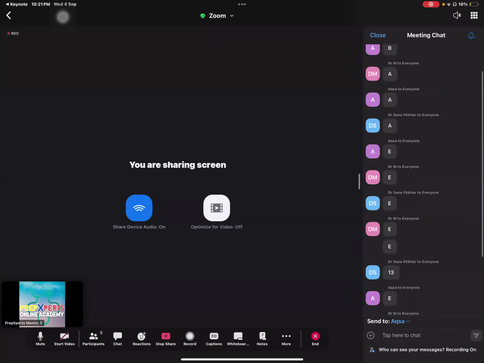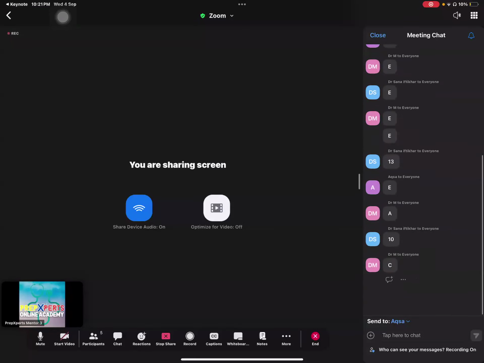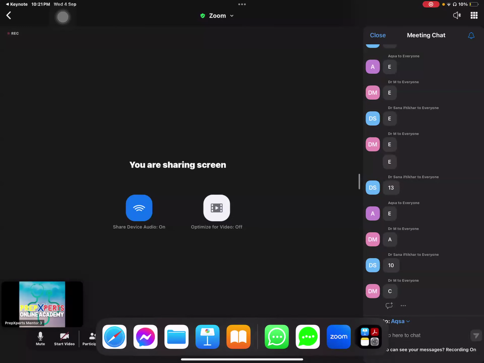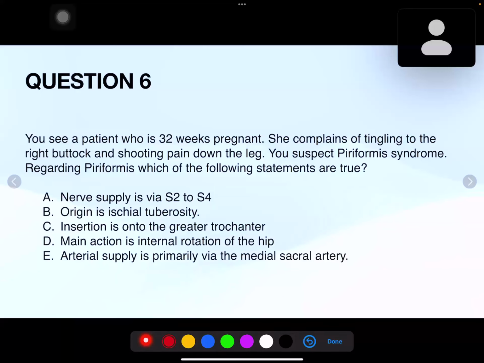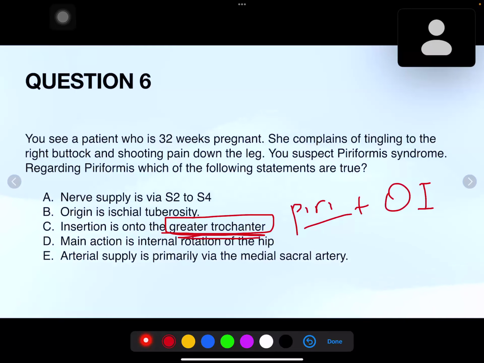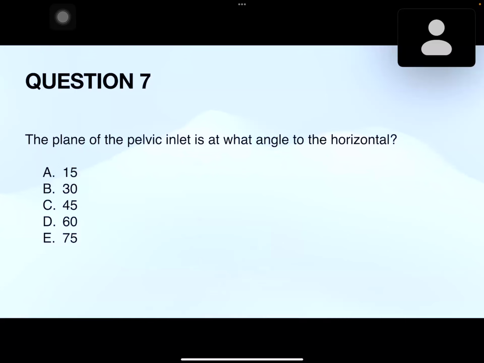Yes, Dr. M. Who is Dr. M? Tell me your name. Very good, it's option C. We discussed previously that both the piriformis and the obturator internus muscles go to the greater trochanter of the femur, so the insertion point is the greater trochanter. And the nerve supply is from the sacral plexus.